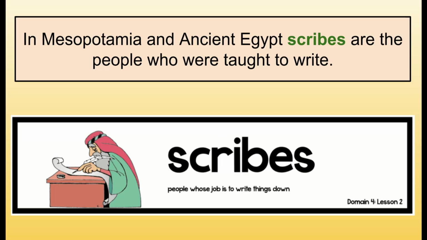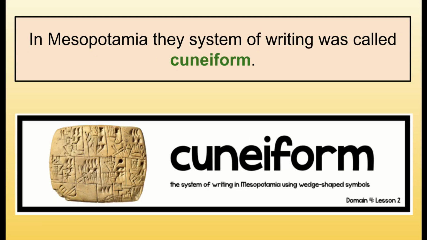Scribes. In both Mesopotamia and ancient Egypt, scribes are the people who were taught to write. In Mesopotamia, boys and girls, they used the system of writing called cuneiform. Cuneiform was wedge-shaped symbols.